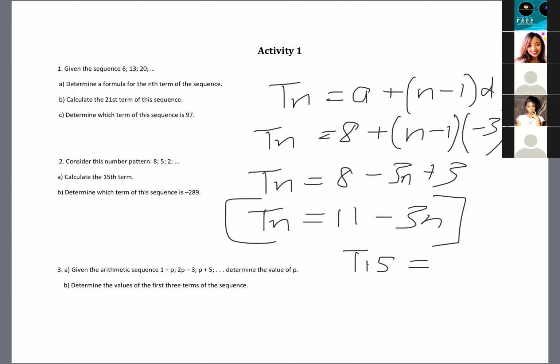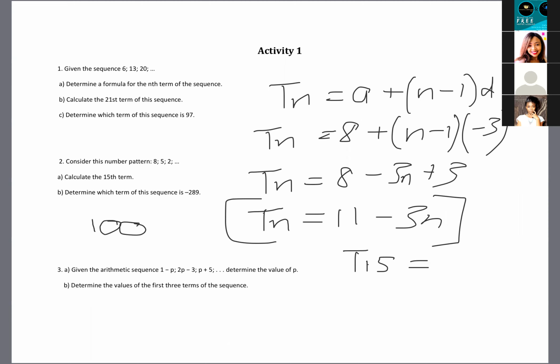Lizzie, did you find T15? Yes, ma'am. What's the answer? The 15th term. Ma'am, I didn't see A. I found B. Let me do A. Okay, what's your answer for B? My answer for B is 100. 100, okay. You'll let me know how you got that now, okay.